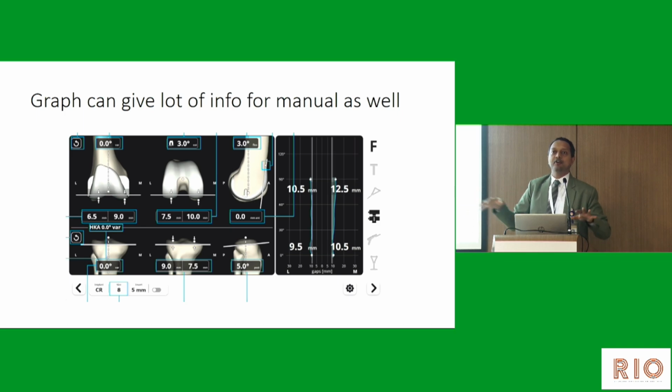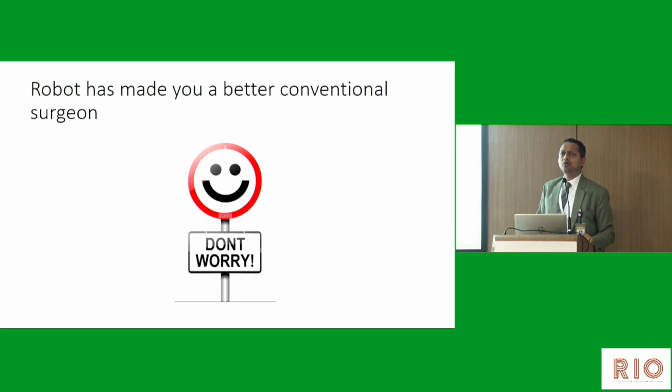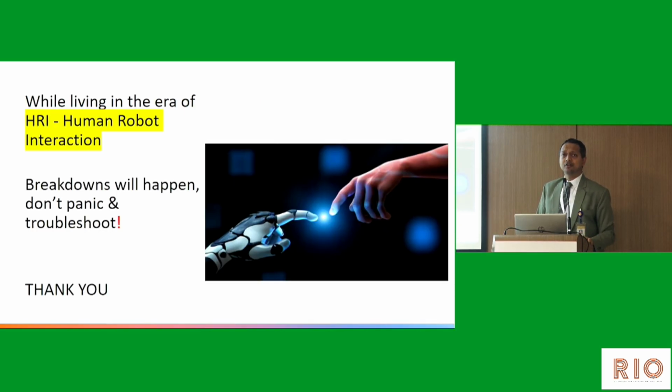So all these things will already be there to make you a better manual surgeon in case you're not cutting it the robotic way. We all know, all the speakers who spoke today, they all said that the robot has made me a better conventional surgeon. And this is very, very important. So even if your robot fails, remember that you are a better conventional surgeon now than what you were pre-era of robotics. While we are living in the era of human-robot interaction, breakdowns are going to happen. In each of our practices, we are going to face a time when your robot will stop working. Don't panic, troubleshoot. Thank you.